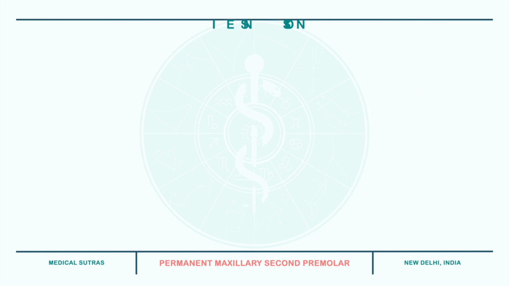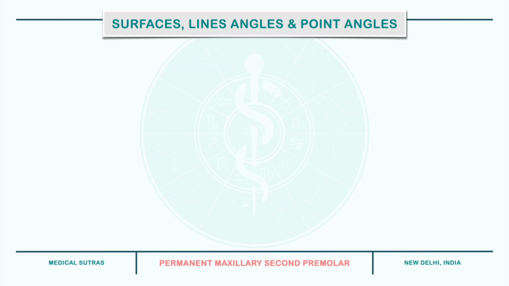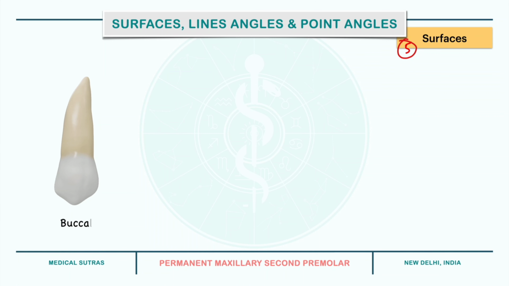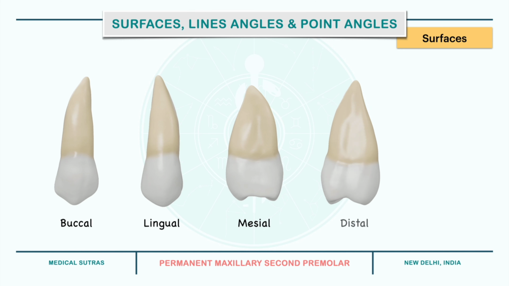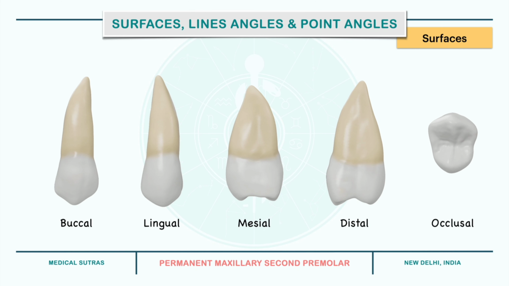Now let's understand the surfaces, line angles and point angles. The permanent maxillary second premolar has 5 surfaces. These include the buccal surface, lingual surface, mesial surface, distal surface and the occlusal surface.